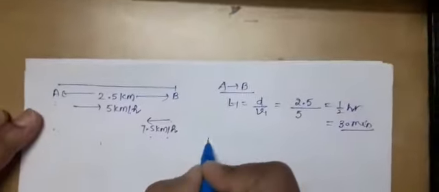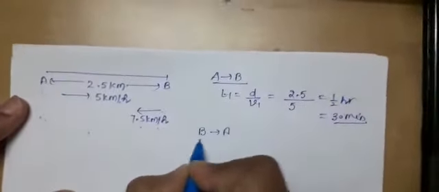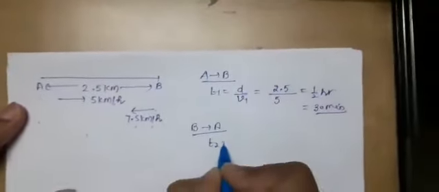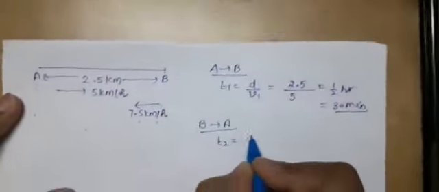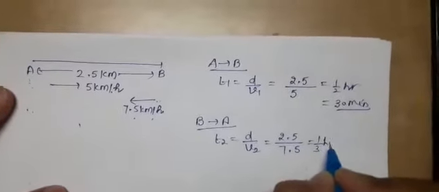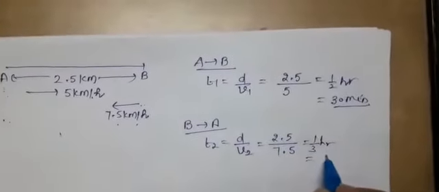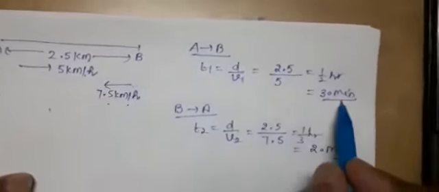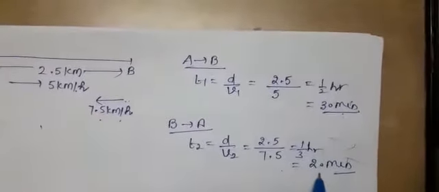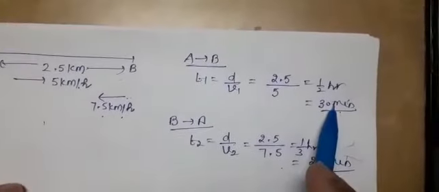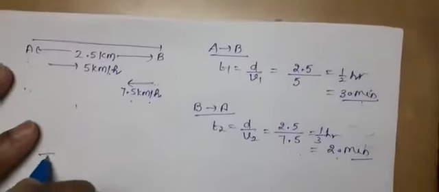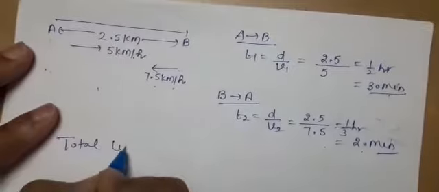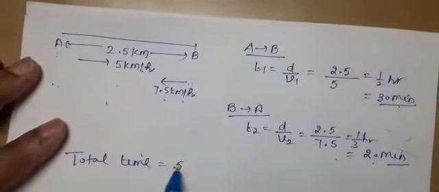Now, when the person is moving from B to A, the time taken will be D upon V2. So it will be 2.5 upon 7.5, that is 1 by 3 hour, and converting it into minutes, it will come out to be 20 minutes. So you can see he was moving faster while returning, so it will take less time. When going, it will take more time. So total time for the entire trip was 50 minutes.